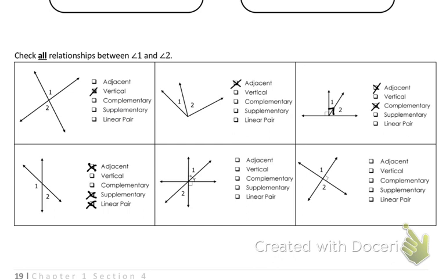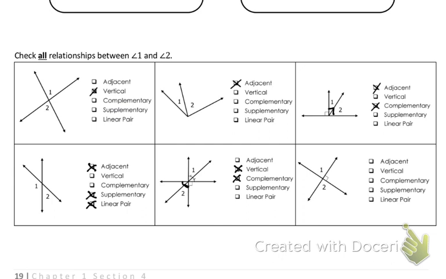Are 1 and 2 vertical? Yeah. Are they adjacent? No, they don't share a side. Are they complementary? Yes. They actually are. Because we're saying these two things are congruent, which means 2 is congruent, which means all 4 of these are congruent. So they are actually complementary as well.